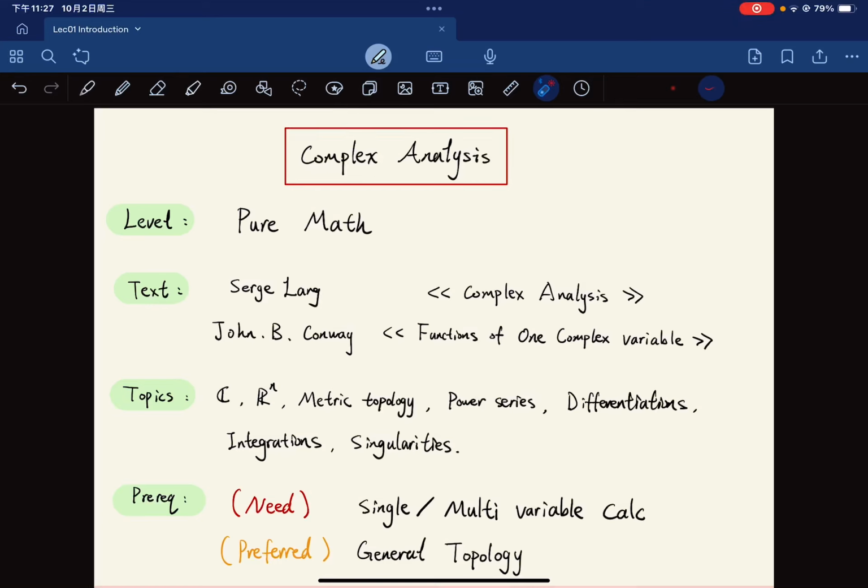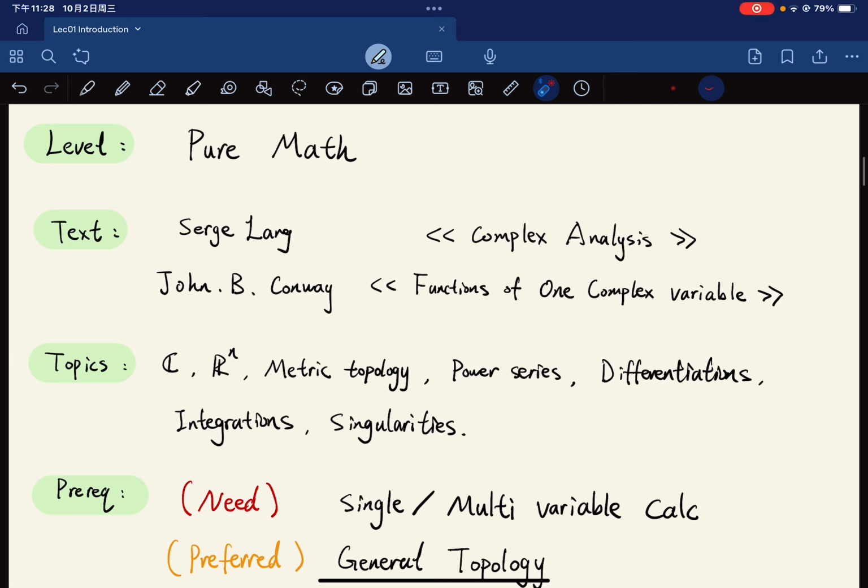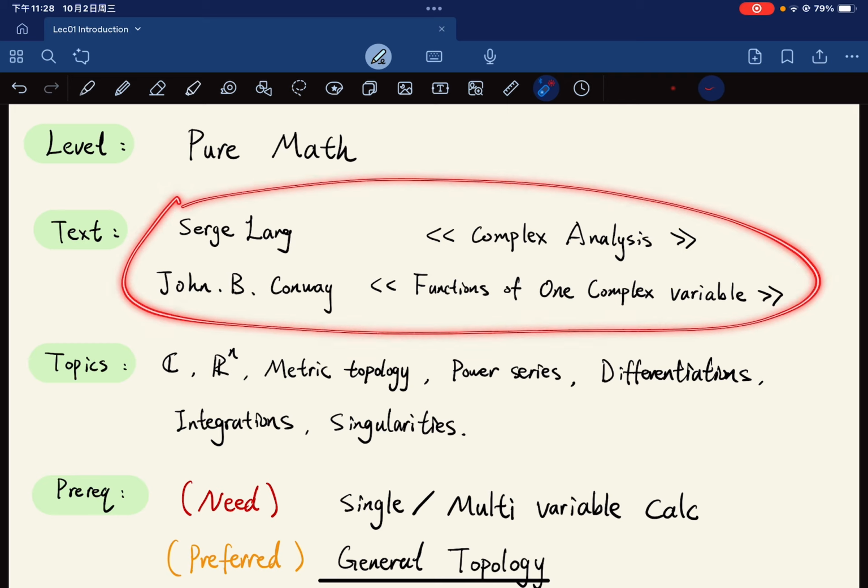All right, so welcome to the lectures on complex analysis. And here is the outline for this series. The level of difficulty will be pure math. And the texts I'll be using are Serge Lang's Complex Analysis and also John B. Conway's Functions of One Complex Variable. You can find both of them online as free PDFs.